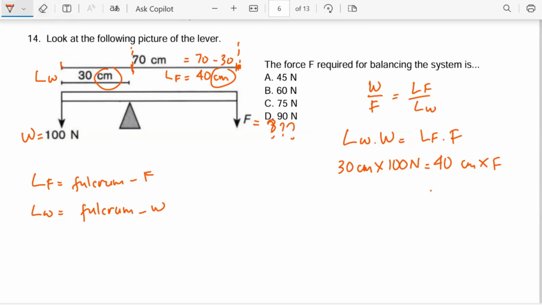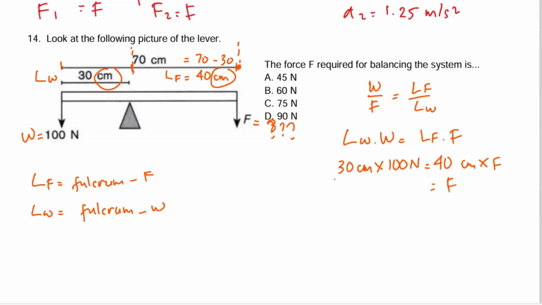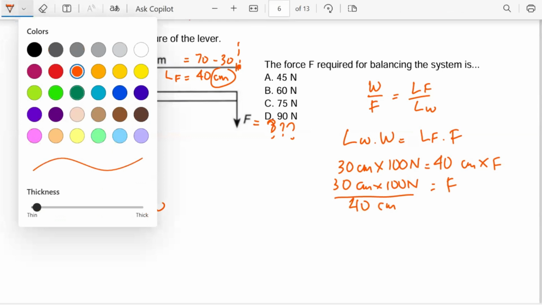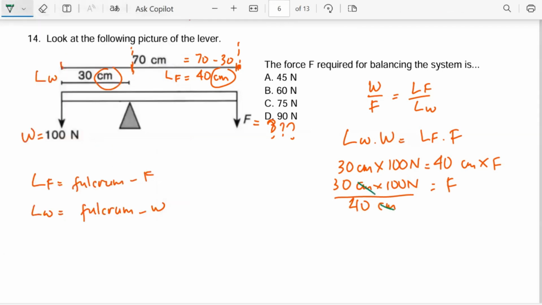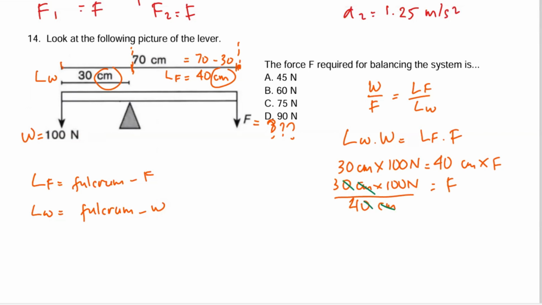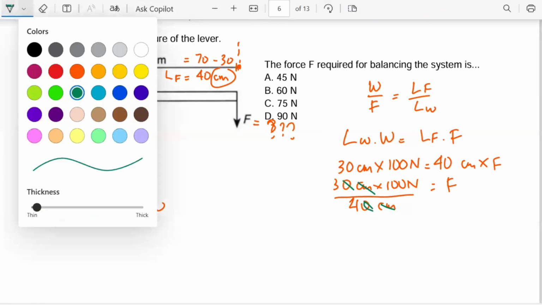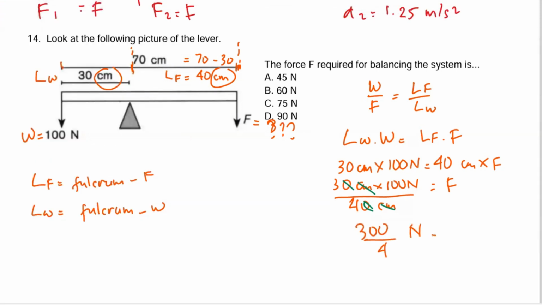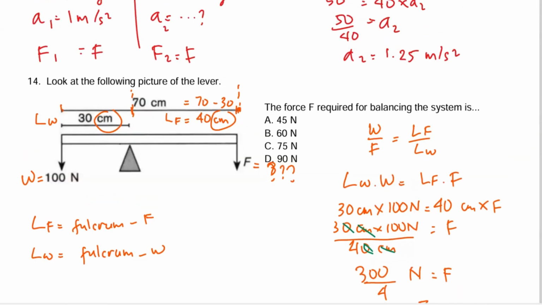F itself: just move 40 to the other side. So 30 cm times 100 Newton over 40 cm. This is the reason why we don't need to change the unit, because we cross out the cm with cm, and 0 with 0. Then 3 times 100 is 300 over 4 Newton. So this is F. F equals 75 Newton. So the answer is C. That's question number 14.